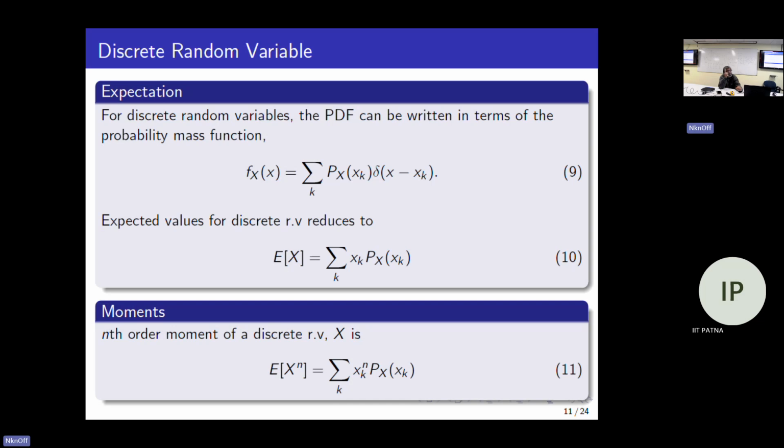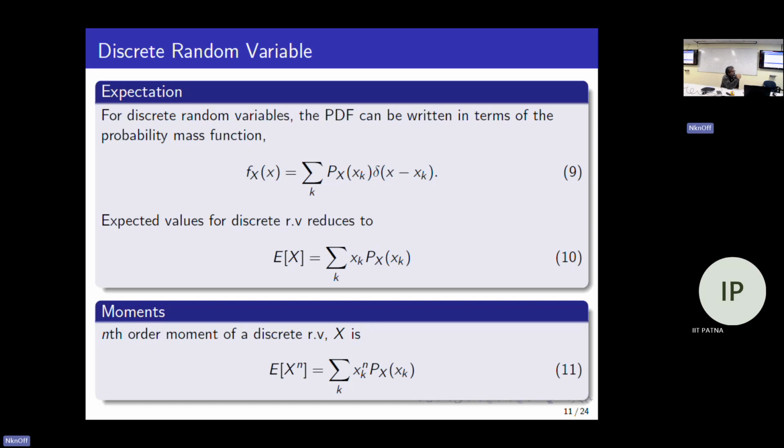Now, if we go with a discrete random variable, what is that? For a discrete random variable, the PDF can be written as fX(x) equals the summation of pX(xk) delta(x minus xk). This is an important notation. I will explain it, because when we read particle filter, this notation is borrowed.